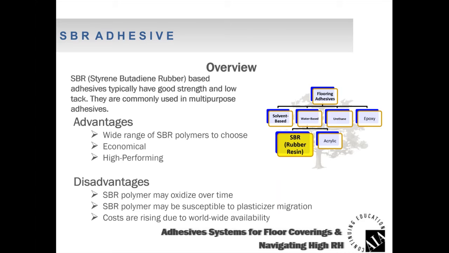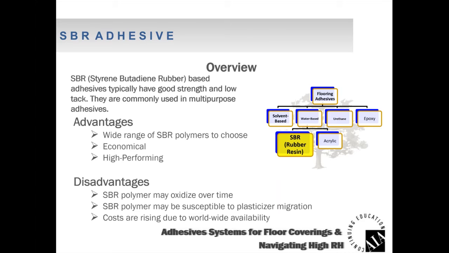Some of the disadvantages: SBR polymers can oxidize over time. Some of the higher performing adhesives that have a longer warranty period have high amounts of antioxidants in the formula so that they can perform. The SBR latex can be susceptible to plasticizer migration. Plasticizers are added to vinyl floor coverings to make them more pliable, more flexible. But over time, those plasticizers can leach out. So it's critical for the adhesive to be able to resist plasticizer migration.